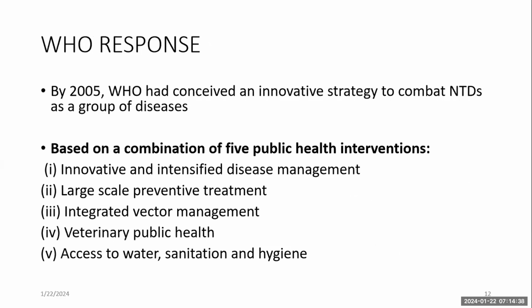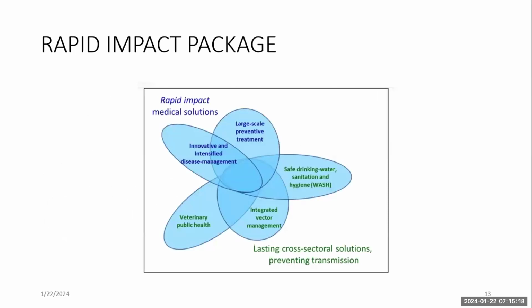So there is the WHO response, which was brought about in 2005, and it was conceived as an innovative strategy to combat these NTDs. So that was when the rapid response approach was introduced. And like we mentioned earlier, there are five groups. We have the innovative and intensified disease management, large-scale preventive treatment, integrated vector management, veterinary public health, and then access to water, sanitation, and hygiene. So this is the rapid package, which I had explained earlier.